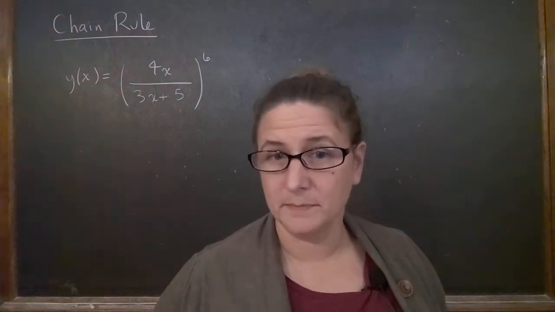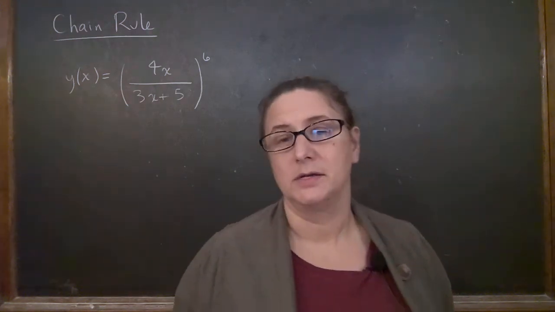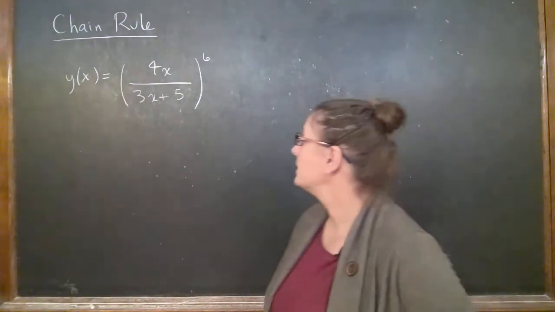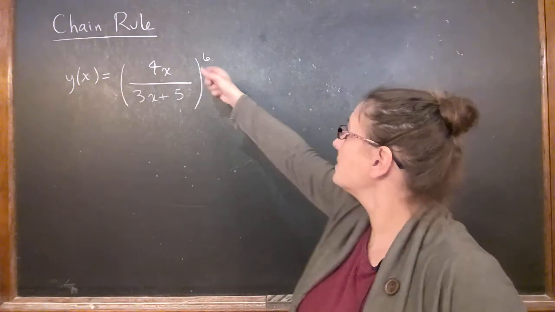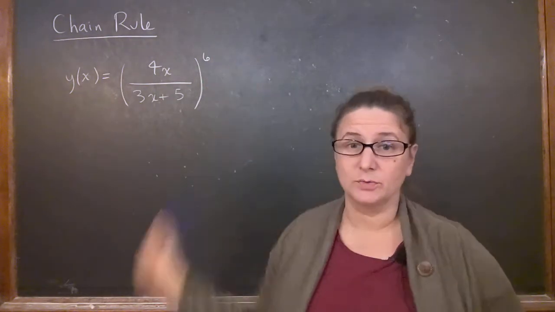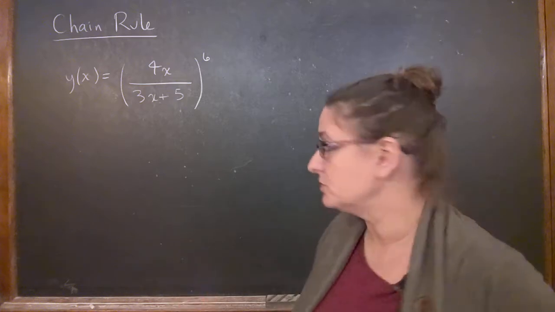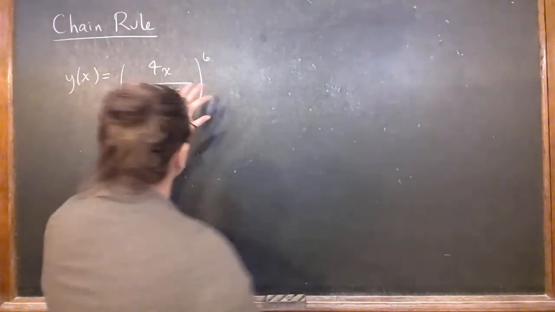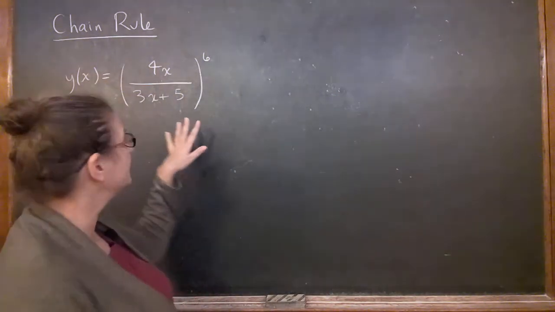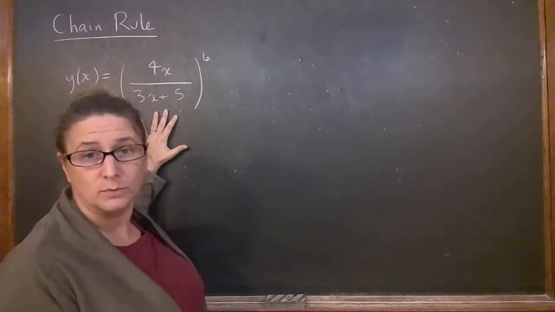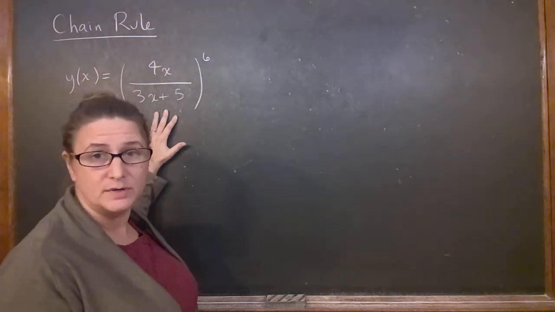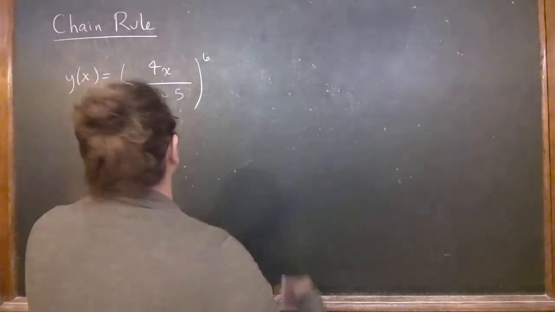Let's do some more complicated chain rule problems. So here we've got a situation where you can see you've got a power to the sixth. Okay, so we're going to use the chain rule, usual sort of thing. Outside function, inside function, but our inside function is a quotient, so we have to use the quotient rule when we take the derivative of the inside function.